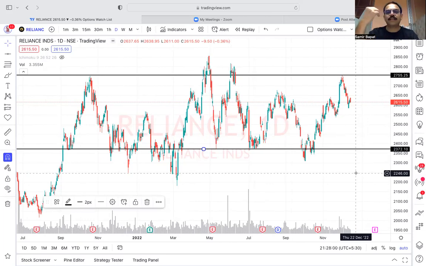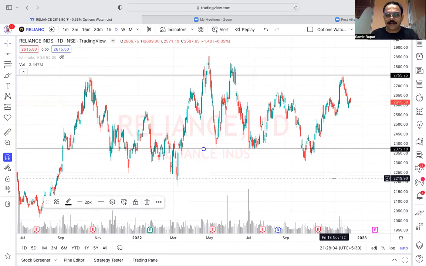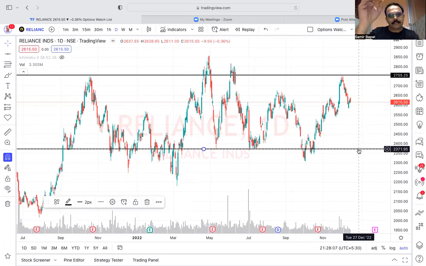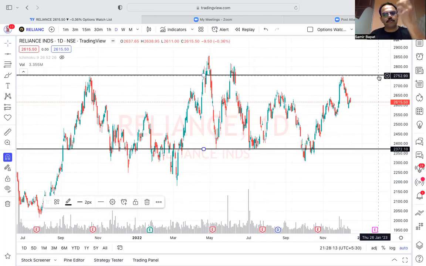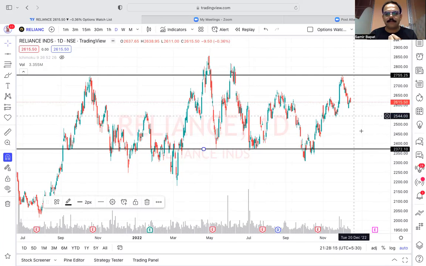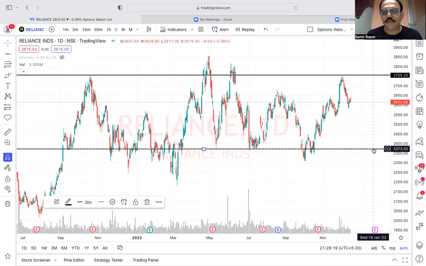We don't want to ask someone where we should buy this share. Simple answer: wait till it comes to the support level, then buy, because it is likely to come till there and go up. Don't buy in between, because if you buy in between, there is a likelihood it will come down and you will see your portfolio going down. That is point number one. This is the classical method of finding the levels where you have to buy.